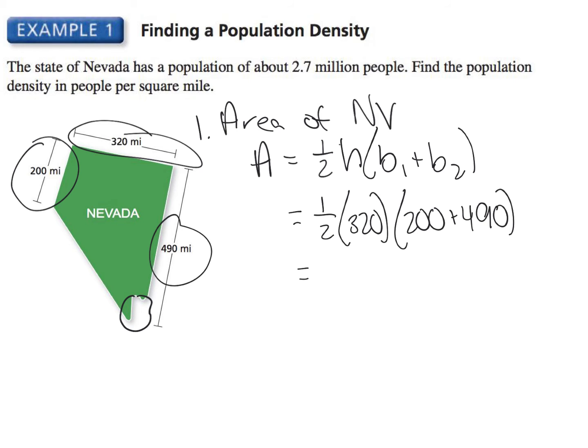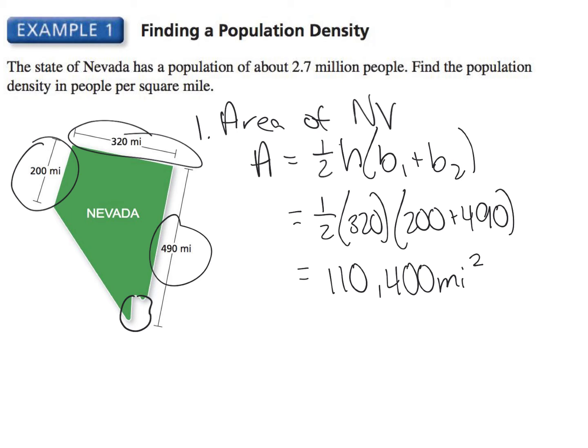And then, what is that? 690 times 320 times 1/2. So basically dividing it by 2, that gives us 110,400 miles squared. So we figured out our area.